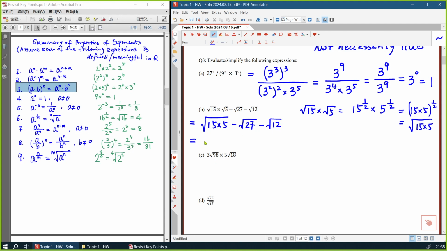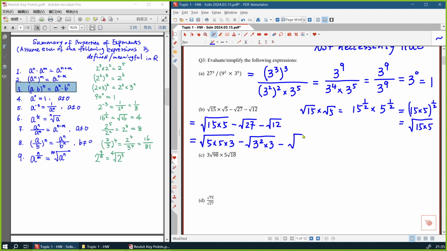And this equals, okay, first of all, square root of 15 times 5 is 5 times 5 times 3, right? Minus 27 is 3 squared times 3.